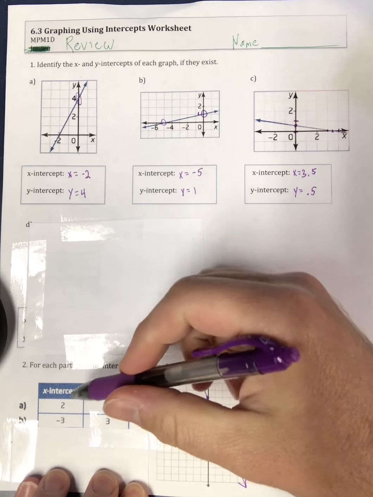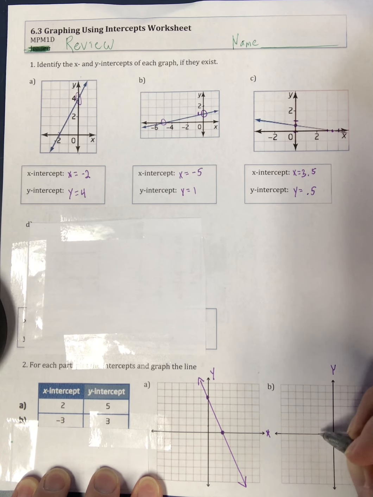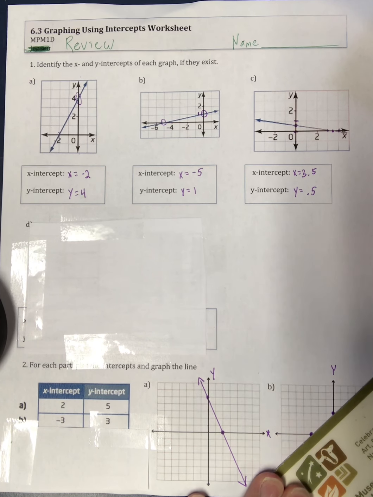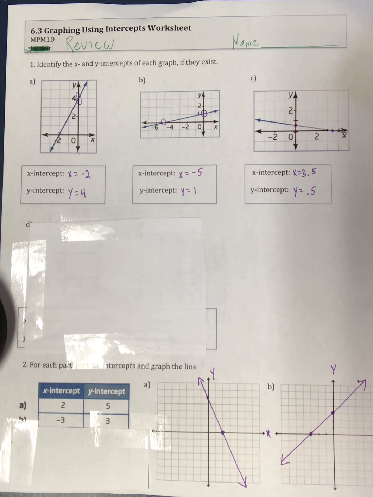Next one, x-intercept at -3, x-axis, y-axis, 1, 2, 3. Y-intercept at +3, 1, 2, 3. Take out our straight edge again. And connect. Next page.